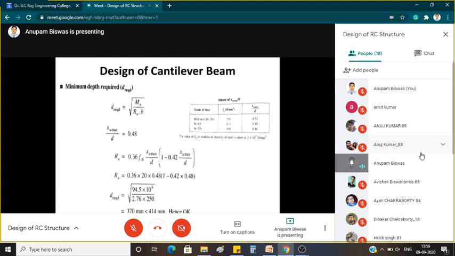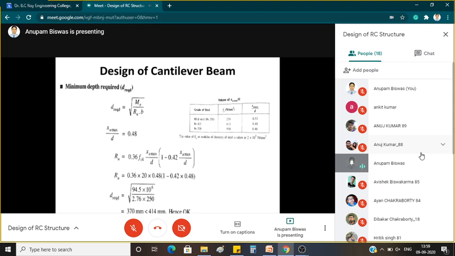We have to calculate the minimum depth required. Okay, so the minimum depth required formula is root over of Mu by Ru by b. So for that we have to know the value of Ru. The value of Ru, as you know, is from the equation 0.36 xu by d into 1 minus... So all the values are known. So how will you get the value of xu by d? We know from the table that the value of xu by d for Fe415 steel is 0.48.